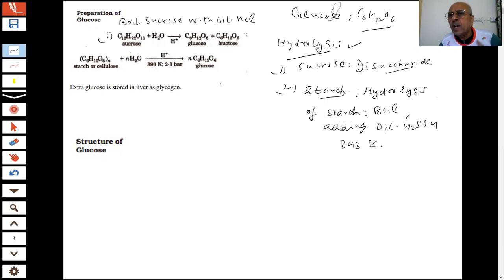You know that we are eating a lot of carbohydrates, students, and a lot of extra glucose is stored inside our body in the liver in the form of glycogen.